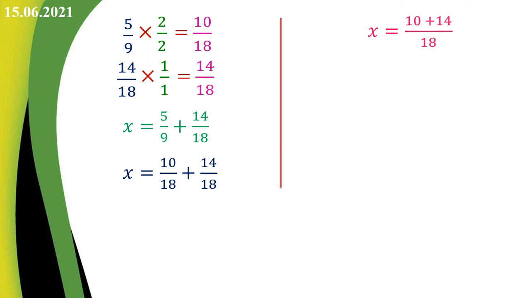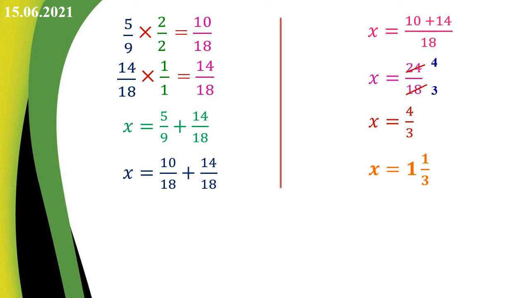Now we get x equal to 10 plus 14 by 18, taking 18 as common. So now we can add the values. x equal to 10 plus 14, 24. So we get 24 by 18. Now cancel the common factor. Take the 6 table. 3 6s are 18, 4 6s are 24. Therefore x equal to 4 by 3. Now this is an improper fraction. Convert it into a mixed fraction.